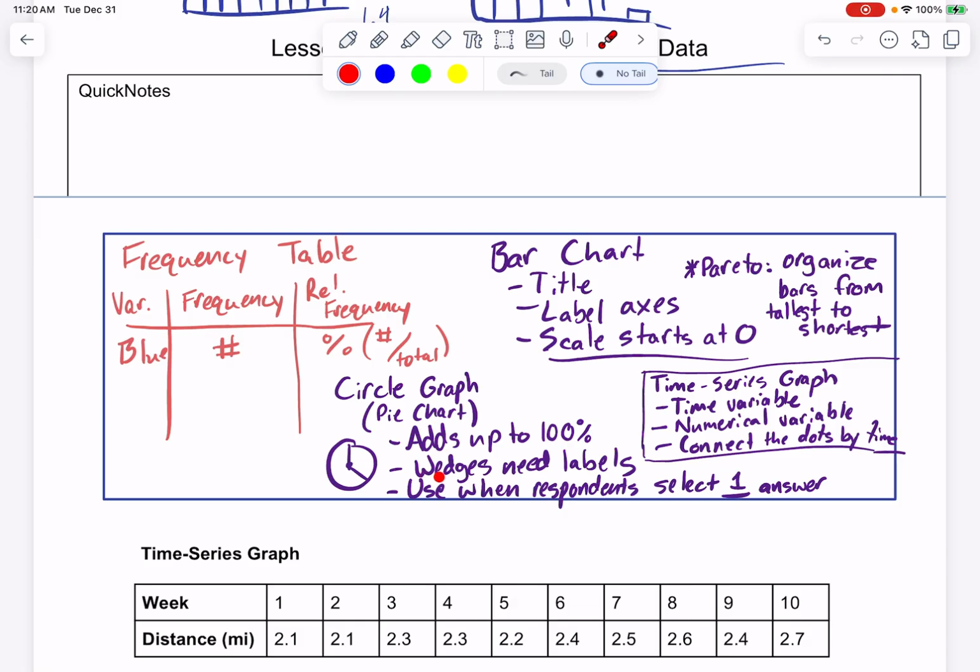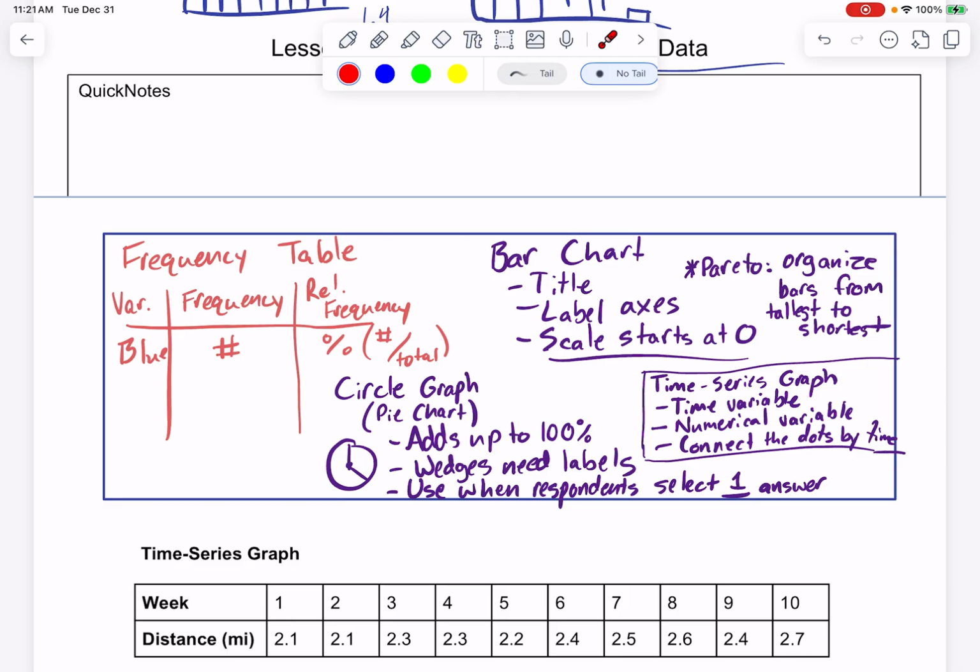All of your wedges do need labels in some way. So don't just make the wedges and let the graph speak for itself. You have to actually say, okay, this wedge is blue. This wedge is green. You can't just leave a blank graph. That doesn't mean anything.